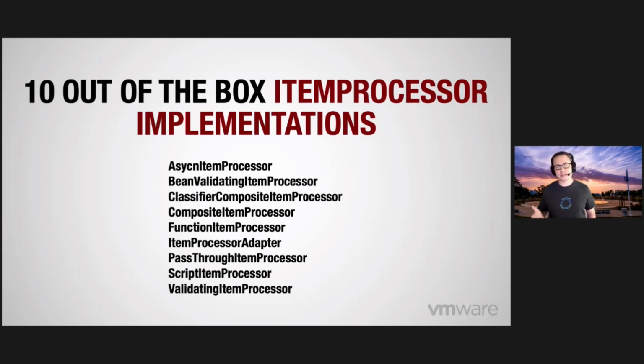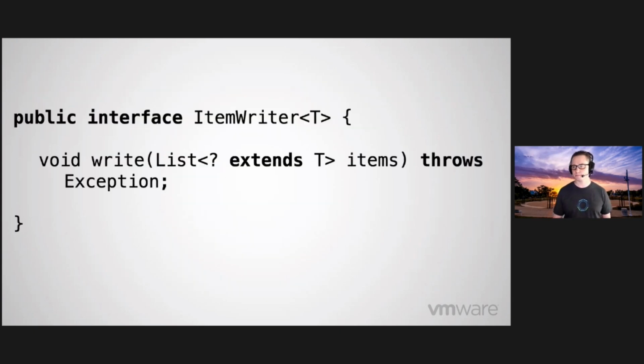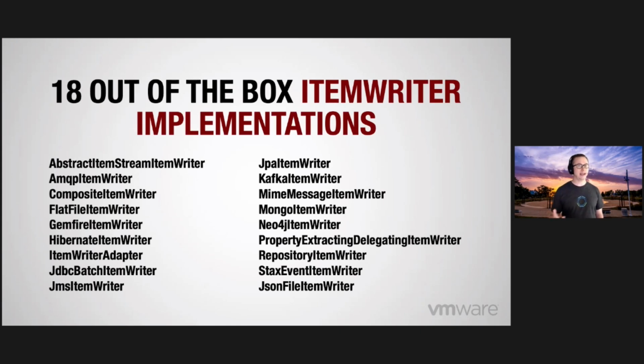Out of the box, Spring Batch has 10 item processors. Most of these fall into 2 buckets, validation and adapting of some kind. So we're either going to provide validation mechanisms, whether it be bean validation or other validating mechanisms, or we help you adapt other things to the item processor interface. Most of the times, you're going to be writing your own item processors. The last main interface of the 3 that we mentioned before is the item writer. So here, you'll notice instead of taking a single item, it takes a list of items. Again, out of the box, Spring Batch has 18 different item writers. We've got Flatfile, Gemfire, Hibernate, Kafka, even email. So again, chances are if you need to write something, we've got you covered.